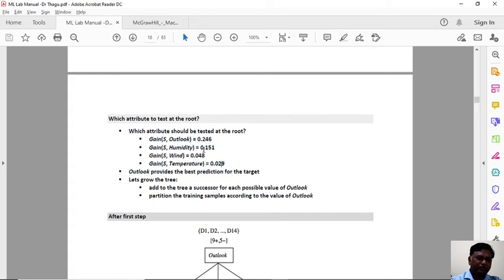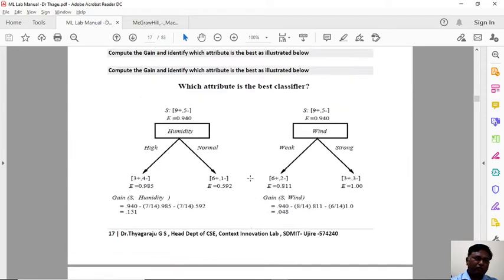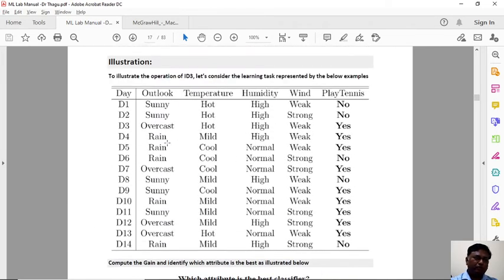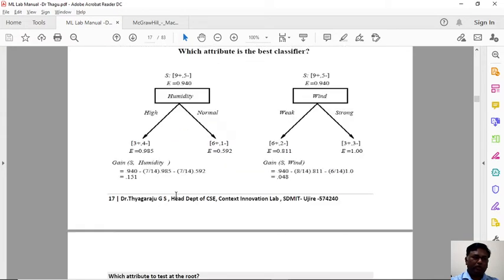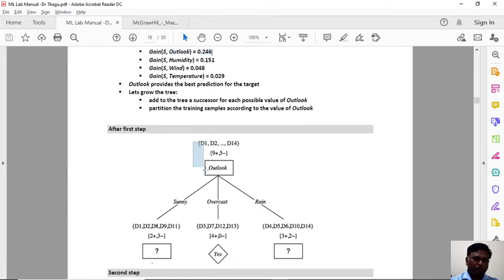You see, out of these four gain values, which has the maximum value? You can notice that outlook has the maximum gain value. So out of these four attributes, outlook has the maximum gain for this data set. So outlook will be your root node. Now we will take outlook as the root node, so outlook is coming here.